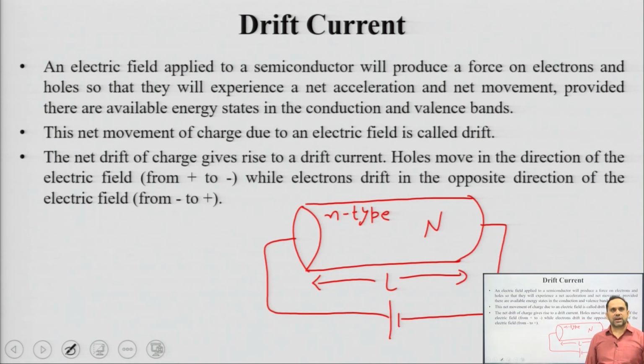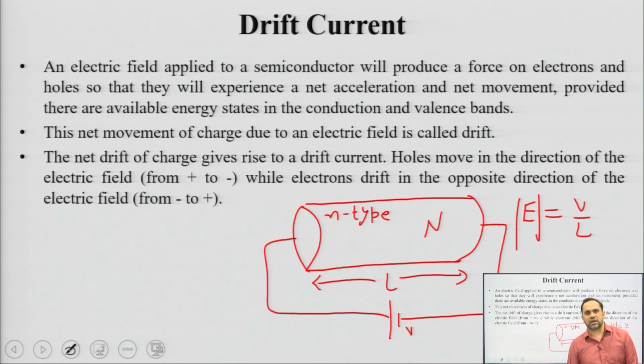So, if I apply an electric field across it, so if I have applied a voltage V, it means I have applied an electric field equal to V by L. Okay. So, this is the magnitude of electric field which is acting across this semiconductor, voltage divided by length. Whenever you apply this electric field, now what is going to happen? You are going to create a potential difference across this semiconductor.